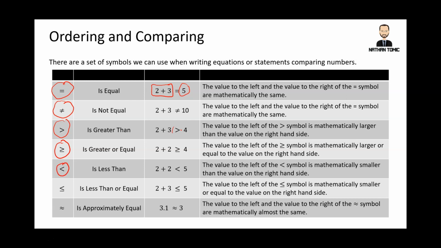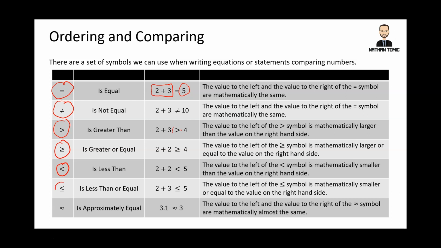We have the less than. So now the pointy side is pointing to the left and the open big side is pointing to the right. So we're now saying that the left-hand side, the 2 plus 2 in this case, is less than whatever values are on the right-hand side. So 2 plus 2 is 4, and of course 4 is less than the number 5.